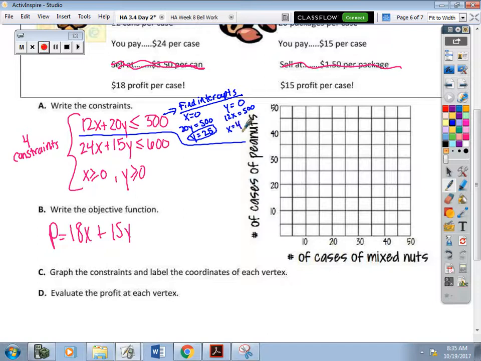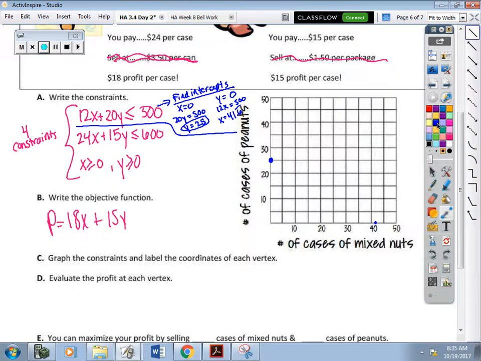You will get some decimals. You're still plotting the decimals if you're doing your intercepts. Some of you may have subtracted 12x divided by 20 and then just did slope-intercept. But for the first one, we should have got that our y-intercept was 25. Our x-intercept is 41.6. So when you do that, you are going to have to slightly, ever so slightly estimate where you're plotting that. My line's a little big.